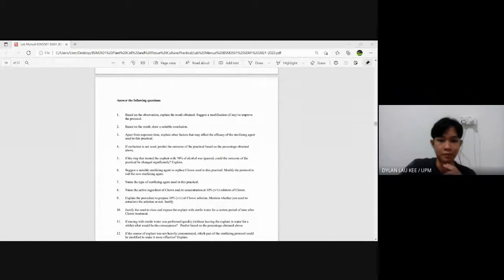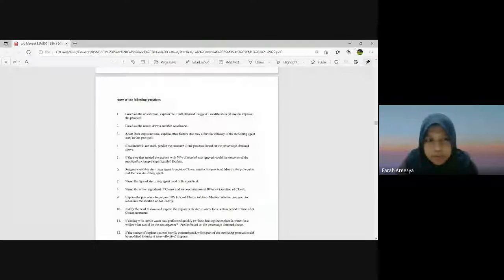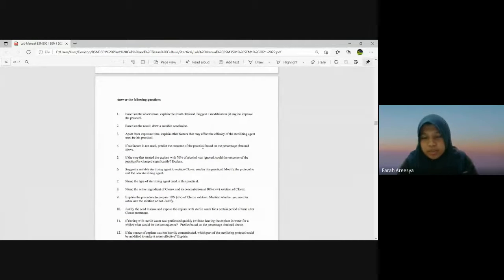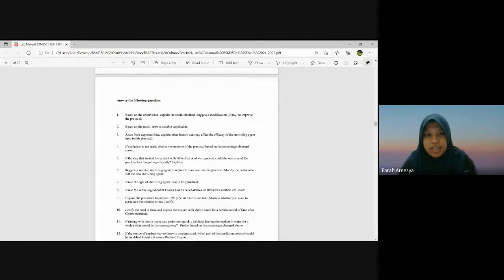Okay. So if the surfactant is not used, so surfactant, its function is lowering the surface tension of the explant. So in the experiment we use Tween 20. So if the surfactant is not used, the percentage of contaminated explants will become higher in both groups, in the 5 minutes and the 15 minutes experiment. This is because without the surfactant, the sterilizing agent could not penetrate easily into the explant and expand due to the high surface tension of the leaf. So that's all.